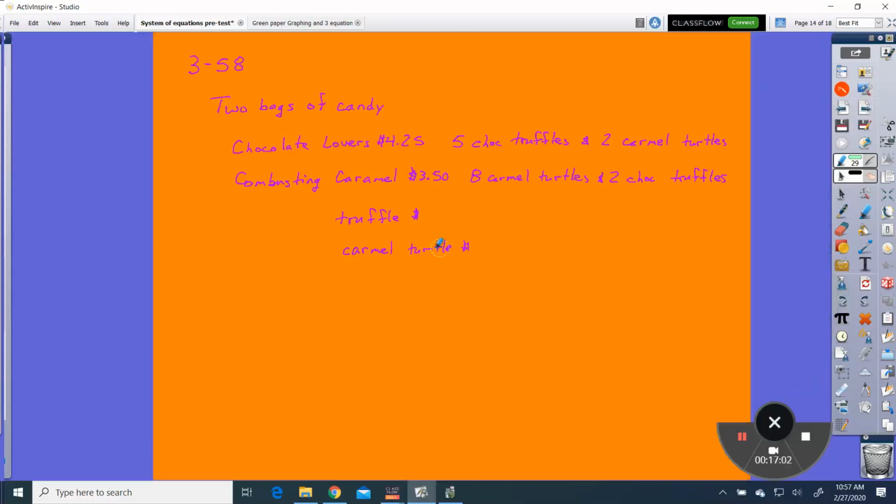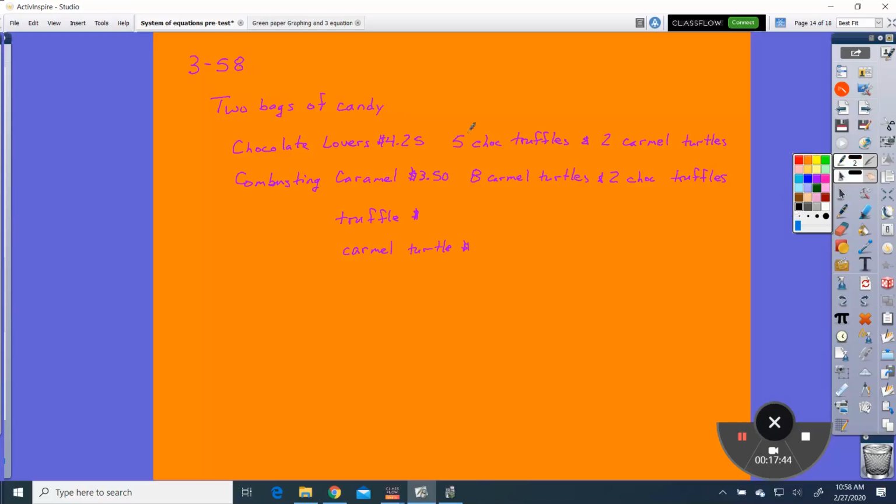Okay, now on the next page, I'm not going to do all of these, but I will do some of them. On 3-58, it says your math class wants to collect money for a field trip, so it decides to sell 2 kinds of bags of candy: the chocolate lover's bag, and the combusting caramel bag, and it describes what's in each and how much it costs. So the chocolate lovers cost $4.25. There's 5 chocolate truffles and 2 caramel turtles. The combusting caramel costs $3.50. There's 8 caramel turtles and 10 chocolate truffles. So anyways, that's what we have. Wants to know how much each truffle costs and how much each caramel turtle costs.